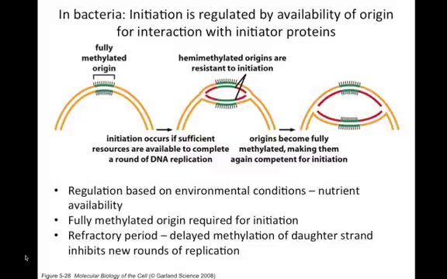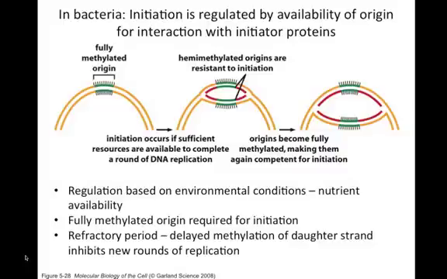Okay, let's move on. So in bacteria, initiation is regulated by availability of the origin for interaction with initiator proteins. It's probably also regulated by abundance of initiator proteins, but I don't have that data, but I'm sure it's there. But the thing that they talked about in the book is how the methylation status of the origin determines whether or not you will get initiation. The bacterial origin needs to be fully methylated in order to bind these initiator proteins.